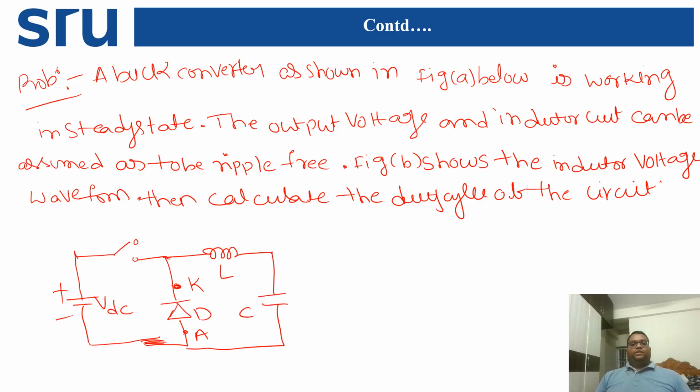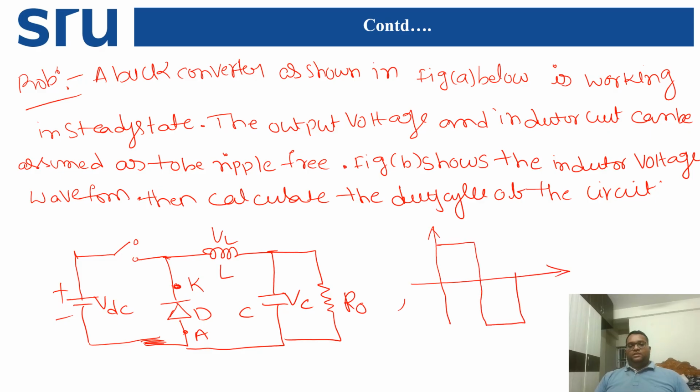Those things we have to observe here. Whatever the problem he has given, VL, VC. Next, we will take a resistive load, that is R0. And he has given one more thing, the output voltage waveform. Let us draw the waveform. This is the T on condition, and this is the T off condition. That is what he has given here.